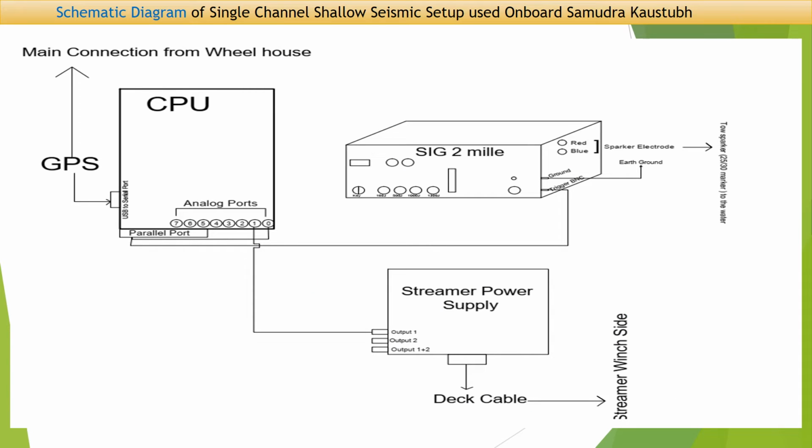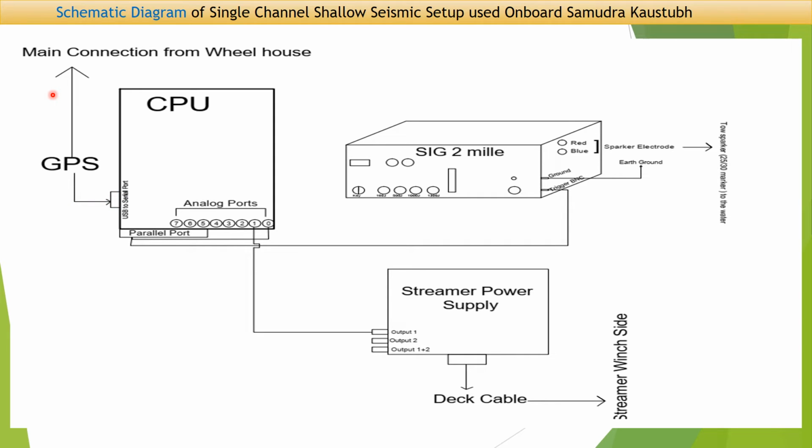So this is the schematic diagram of the seismic setup used onboard Samudra Kaustubh. This is the power source that I am talking about. The different power energies are selected, at 160. These are the two electrodes. One electrode is just towed at the surface of the water. For these two sparker electrodes there is a common ground to earth ground, and we connect the trigger BNC cable to the CPU, to the parallel port, and from the CPU there is a USB to serial port system that is connected with the GPS.